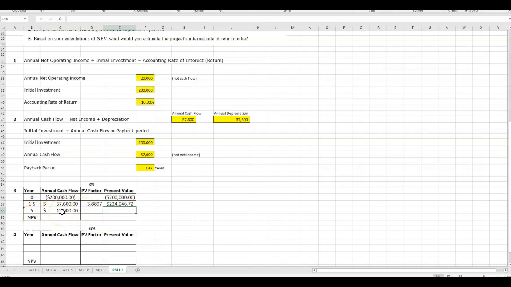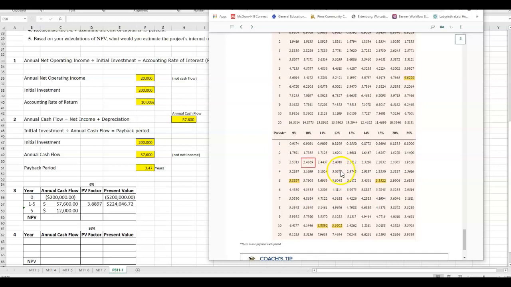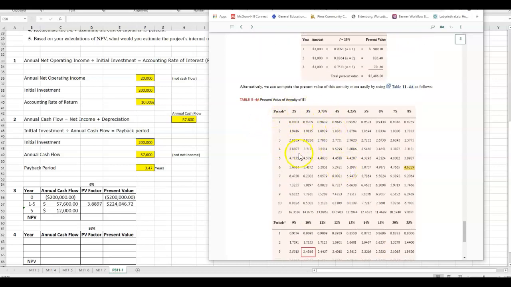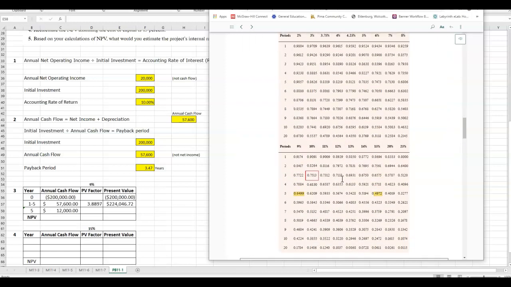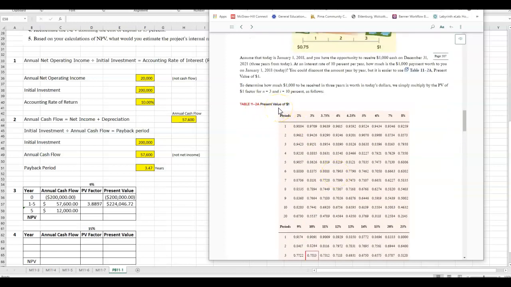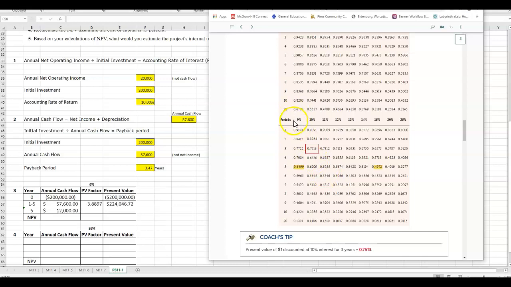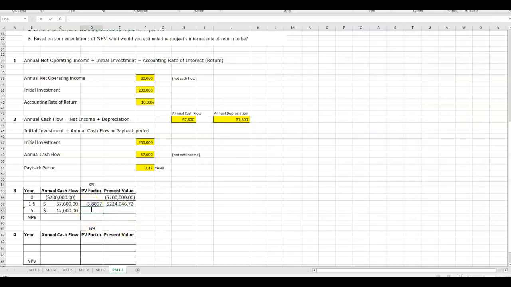So, what's the present value of $12,000 5 years from now with a rate of 9%? Go to our tables. Remember, this is not a series of payments that we're trying to get the present value of, but it's the present value of 1. So we go find the present value of 1 table here, and we look for 9% and 5 years. The factor is 0.6499. Multiply.